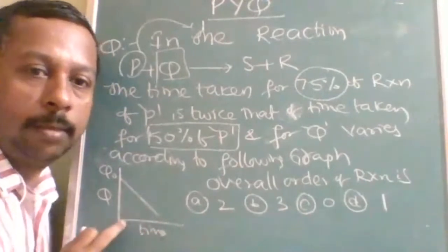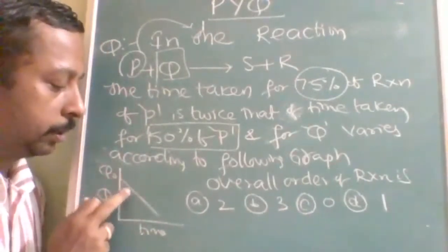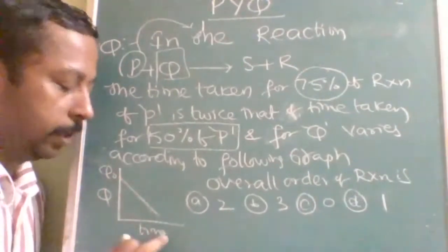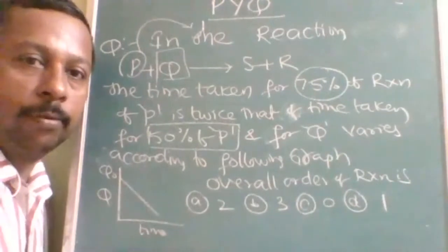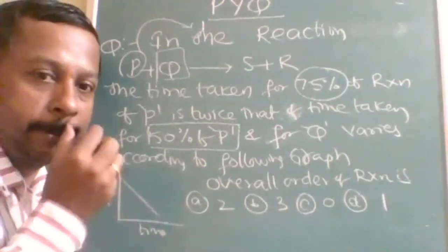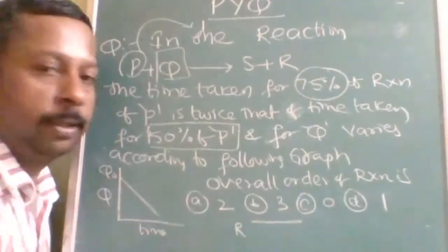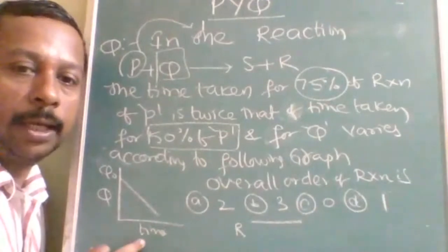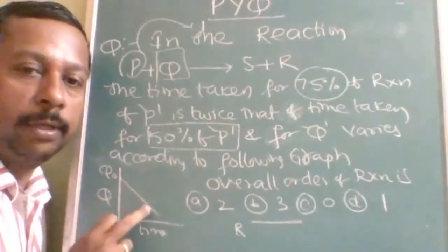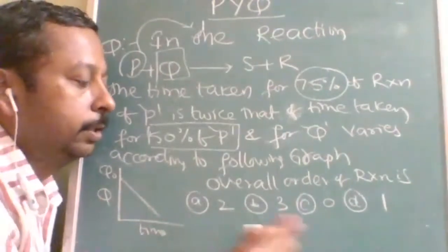Now let us talk about the graph. In the graph, Q naught is here. That means concentration is decreasing as time is increasing. So this graph is applicable for a zero order reaction. If R is the rate, then it will be constant. The rate of reaction is constant for zero order, but as time increases, the concentration will keep on decreasing linearly. So that means it is zero order.